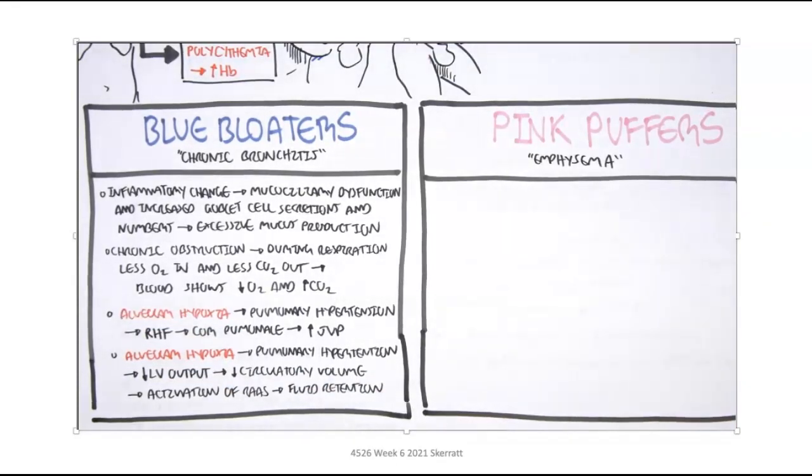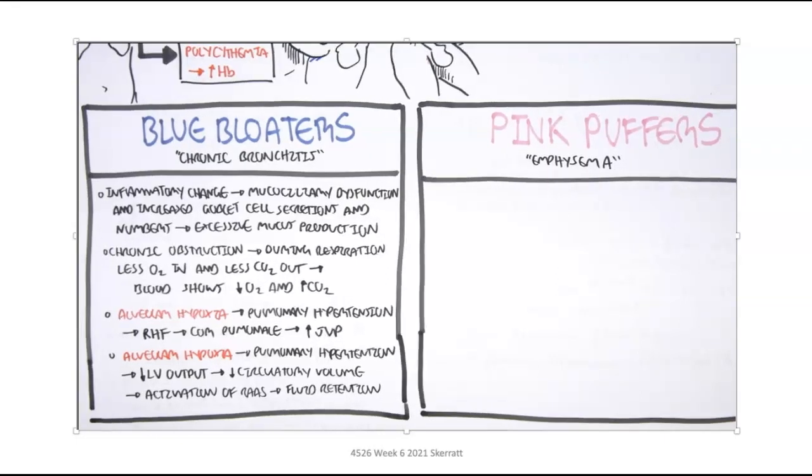So that was for the blue bloaters, chronic bronchitis, and they are cyanosed. They present with wheeze and also a productive cough. Not productive, but a very prominent cough. Now let us look at emphysema.